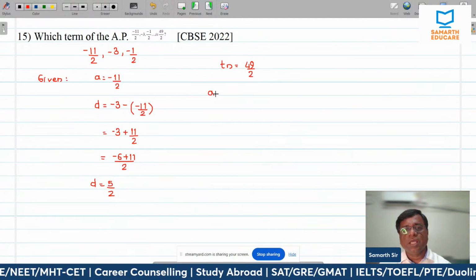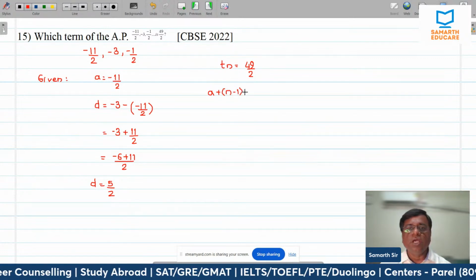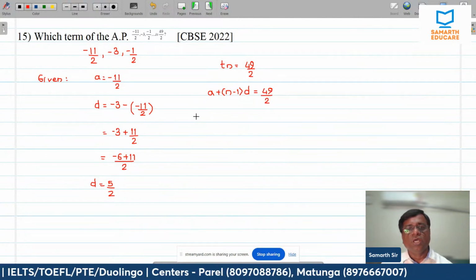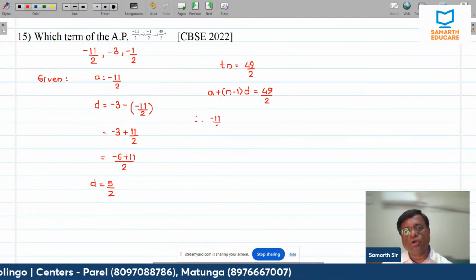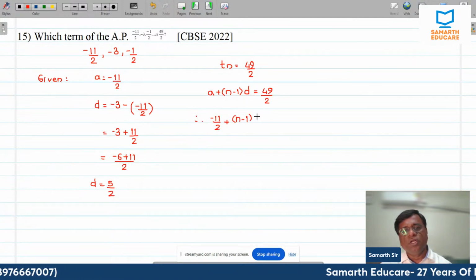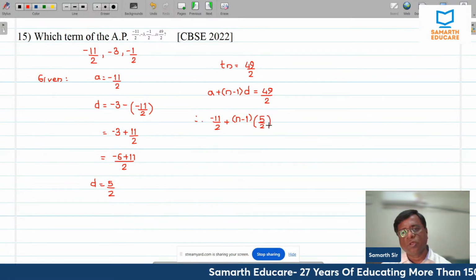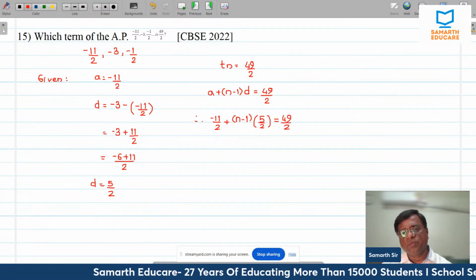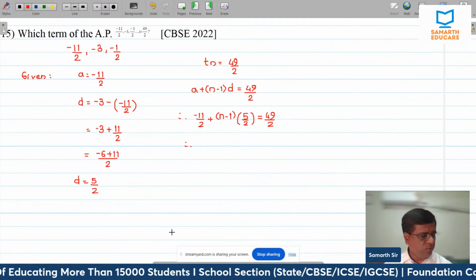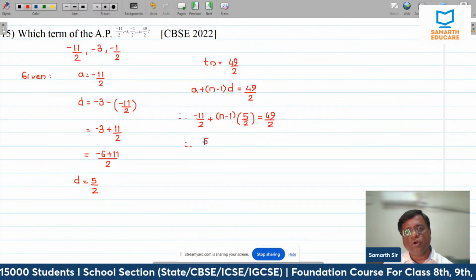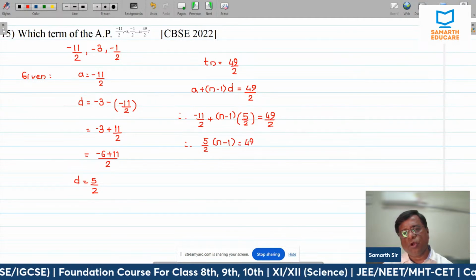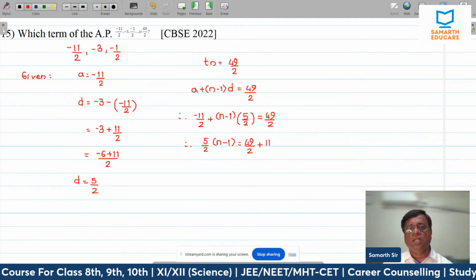Right, that means a plus n minus 1 into d. If someone is doing the calculation, that person's answer has come to 49 upon 2. Here the value of a is minus 11 upon 2 plus n minus 1, we don't know the value of n, that is what we have to find, into d, which is 5 upon 2, is equal to 49 upon 2. So as I told you in the last question, use the same steps. Do not worry, use the same steps. So 5 upon 2 into n minus 1 is 49 upon 2 plus 11 upon 2.